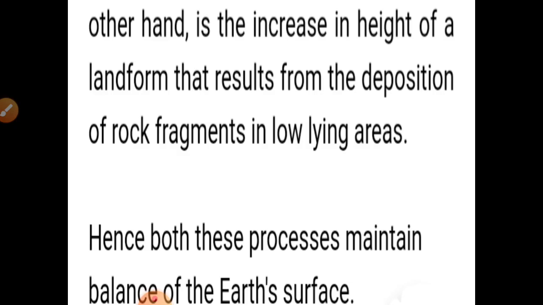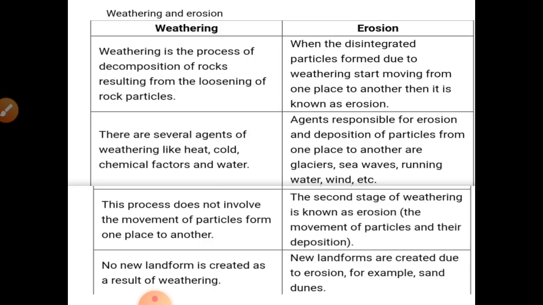Now next question will be: how is erosion different from weathering? So its answer will be: weathering is a process of decomposition of rocks resulting from the loosening of rock particles, while when the disintegrated particles formed due to weathering start moving from one place to another, then it is known as erosion.